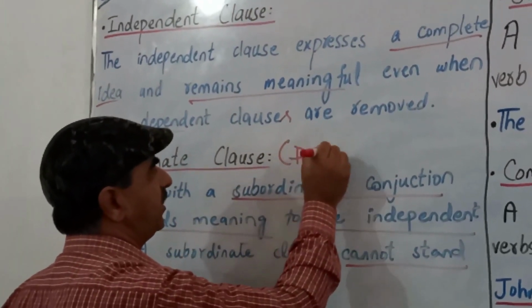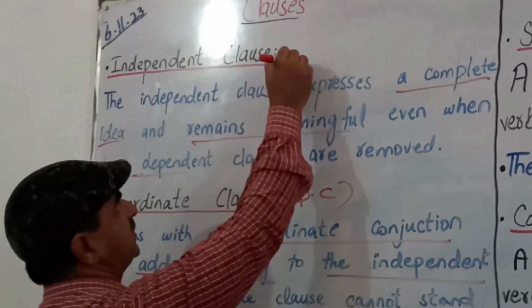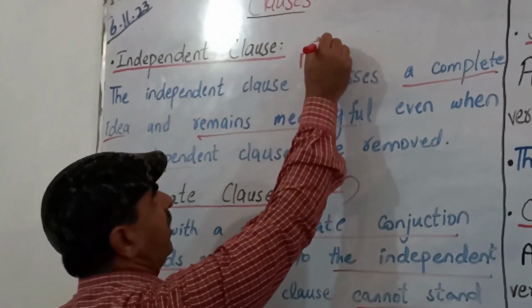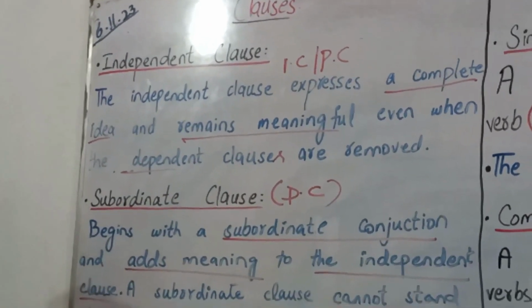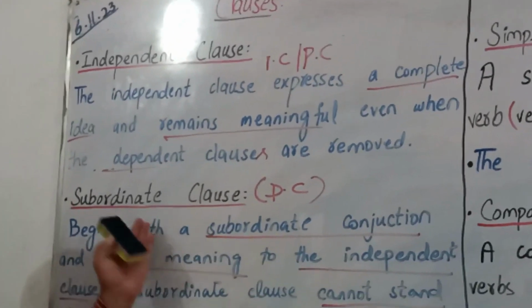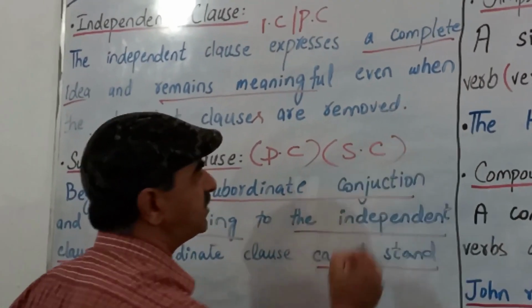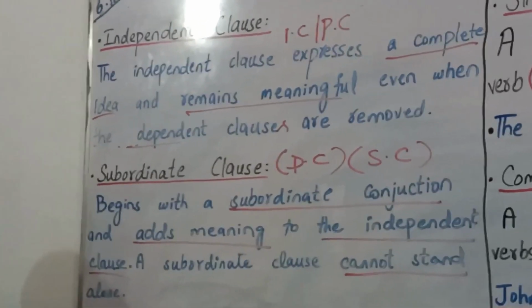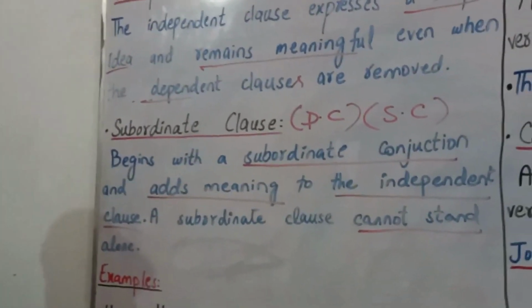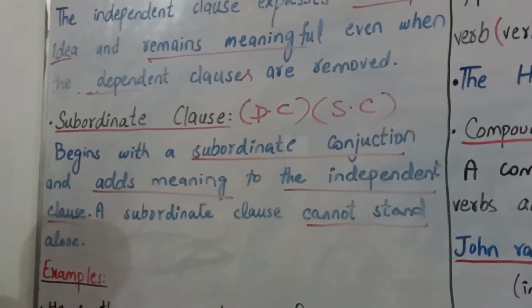I call it DC, dependent clause. And I call the independent clause IC or PC, principal clause. There are two names. This is dependent clause, and this is SC, also called subordinate clause. Remember these abbreviations, and it will be quite easy for you to remember dependent clause, independent clause, subordinate clause, principal clause.